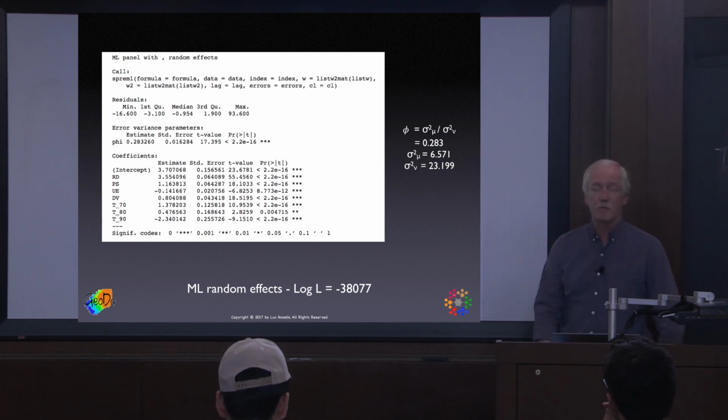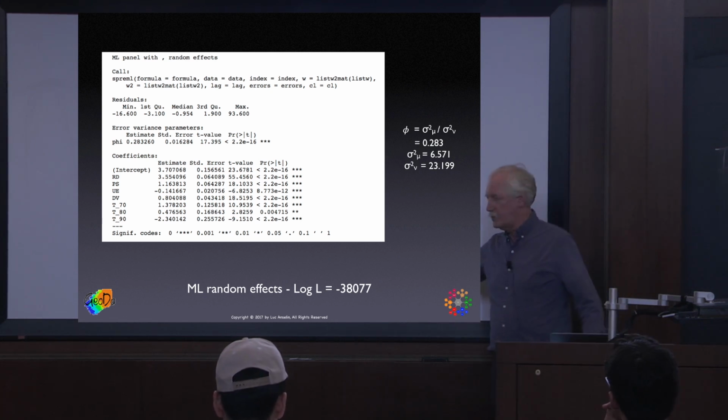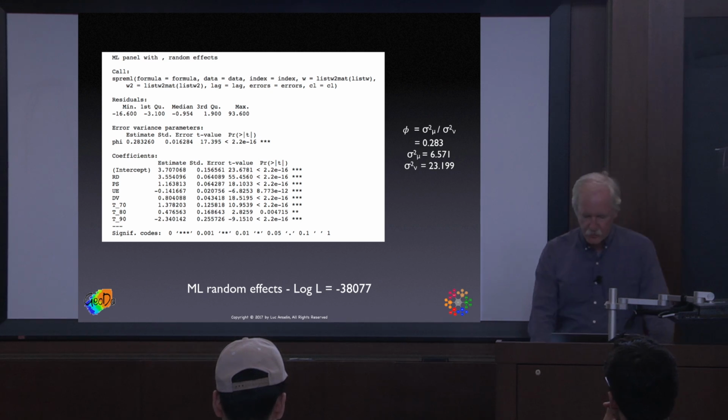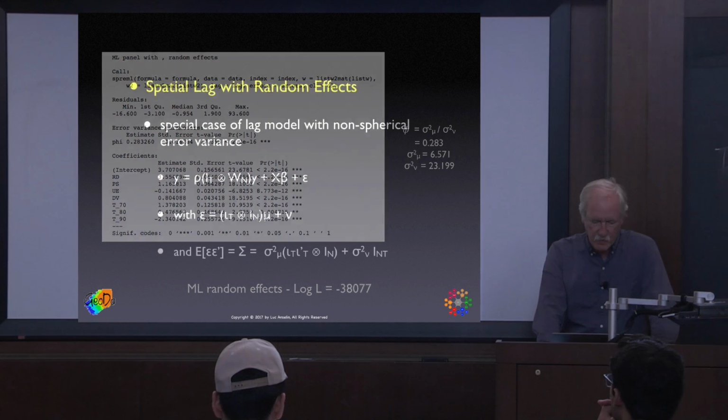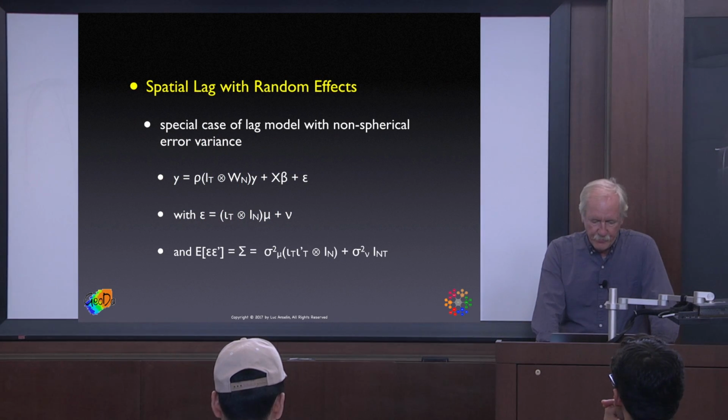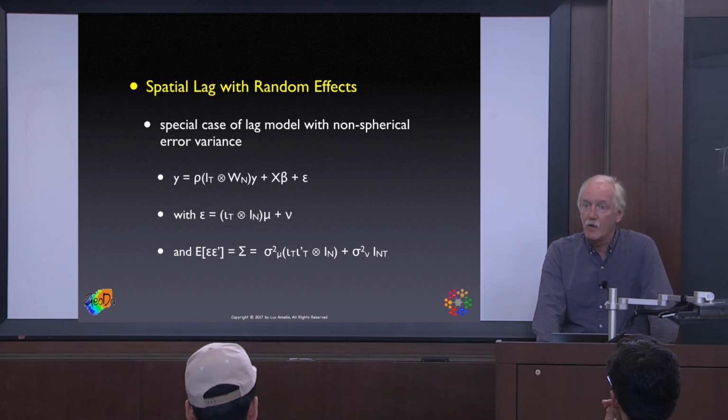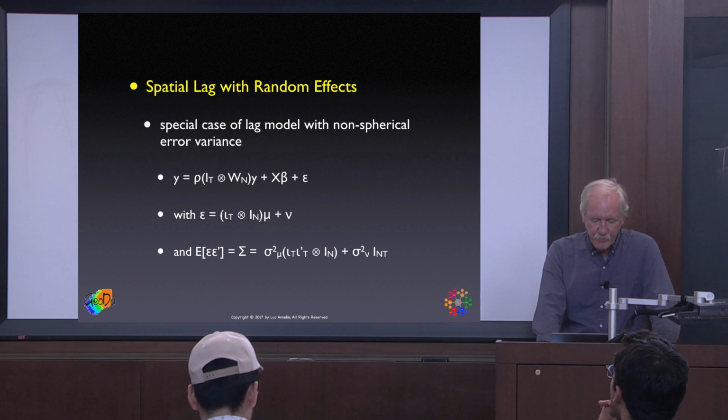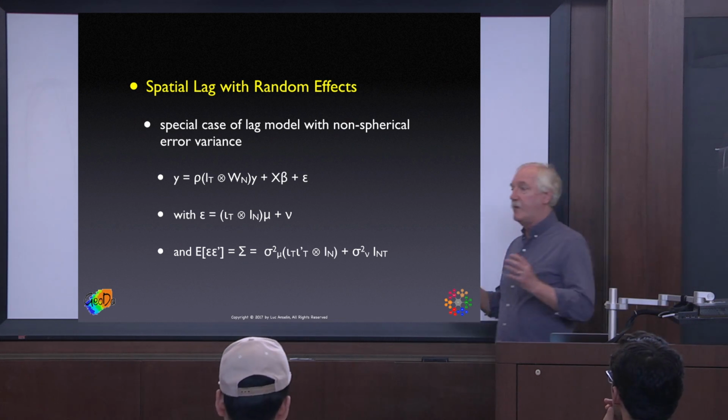And because it's maximum likelihood, just for reference purposes, I put the likelihood here so we can compare it in a few minutes with some of the spatial models. So that's a standard model, a random effects model. We can have a spatial lag model with that. It's basically the same thing.